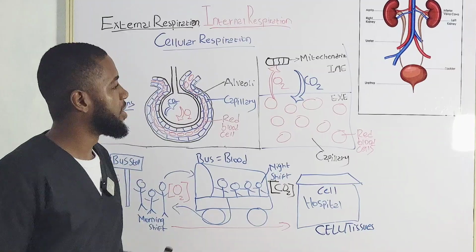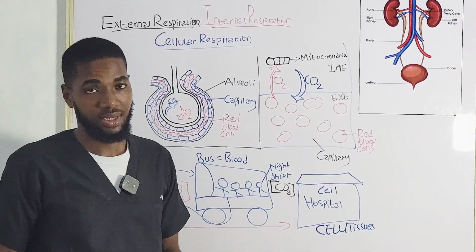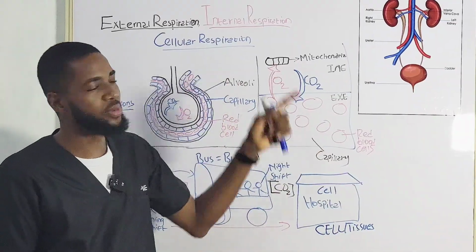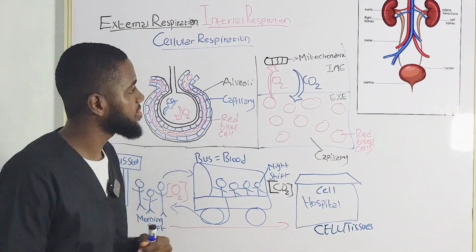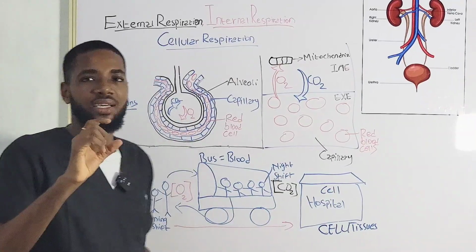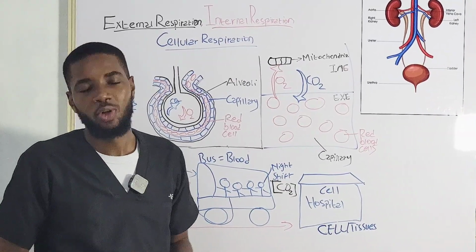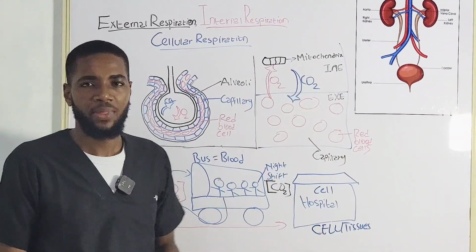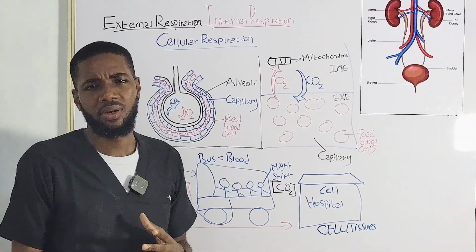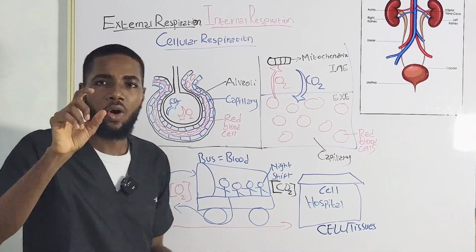The moment you start your work, that is where cellular respiration comes in. Now, how is that work taking place? This is how the work takes place. There is a structure, we can call it an organelle, located in the cell called mitochondria. Now, do you know what mitochondria does? Mitochondria actually takes oxygen.